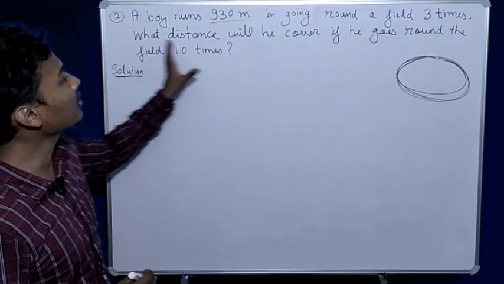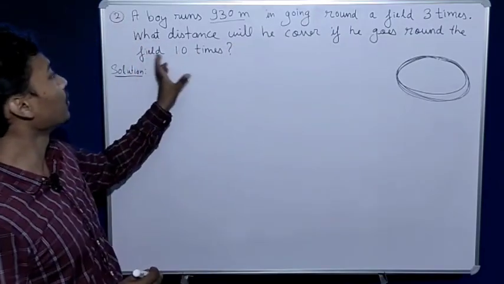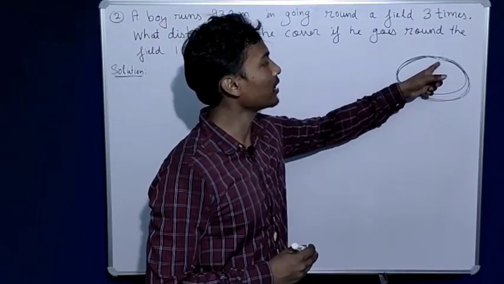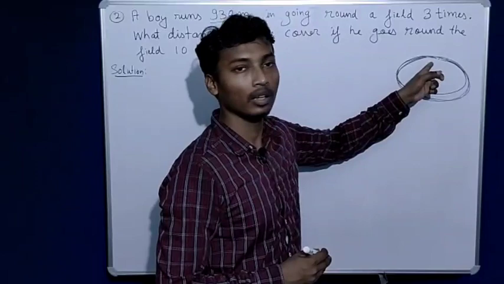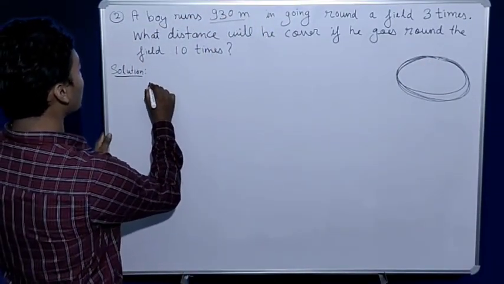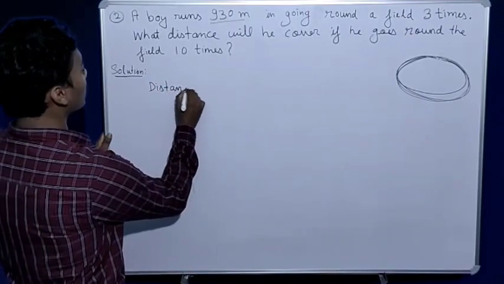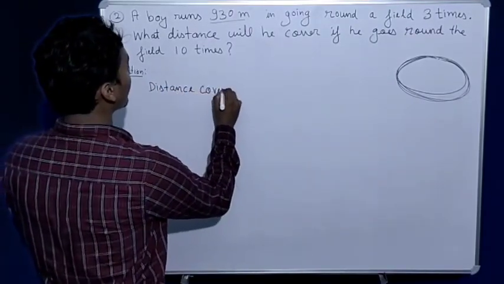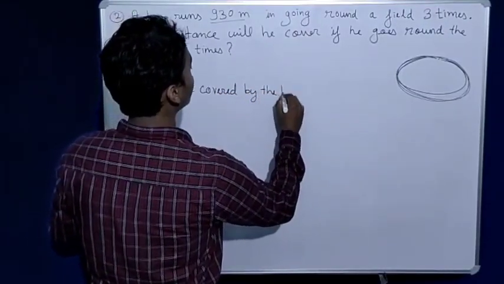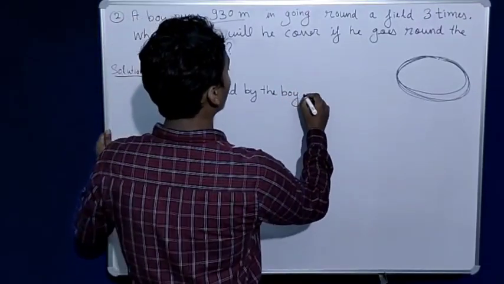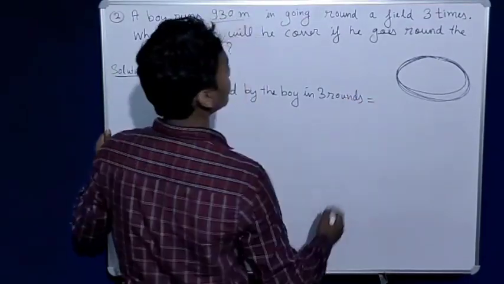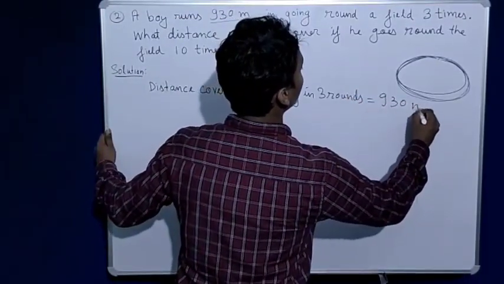So total 3 rounds, when he took, he covered 930 meter. Now they are asking, what distance will he cover if he goes around the field 10 times? So first we can find the distance by going 1 round. So we can say distance covered by the boy in 3 rounds is equal to 930 meter.